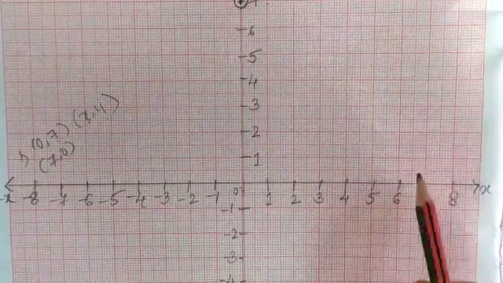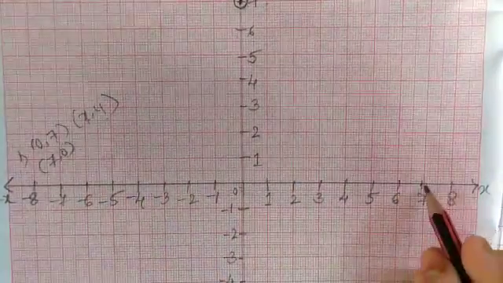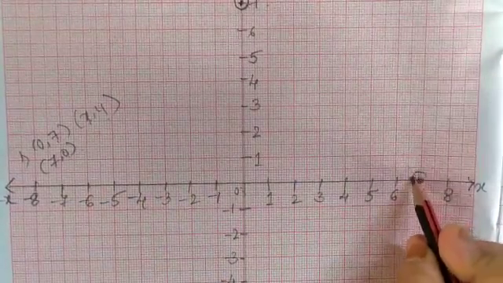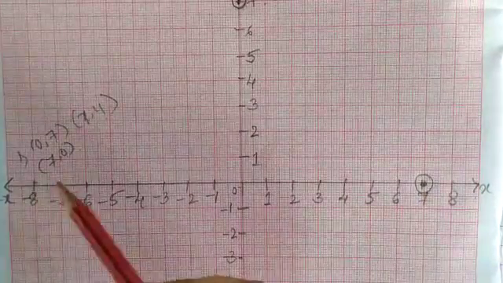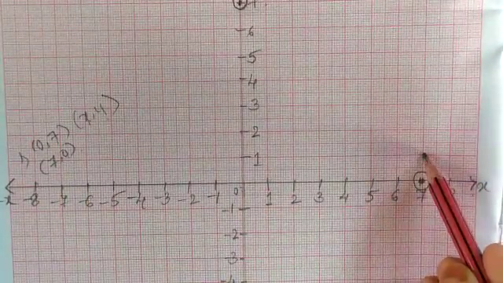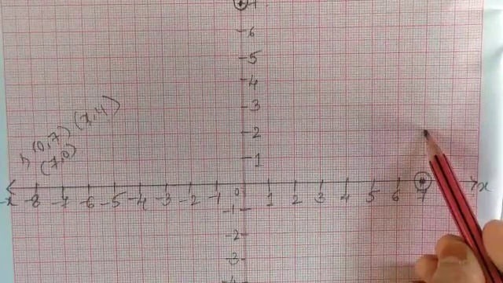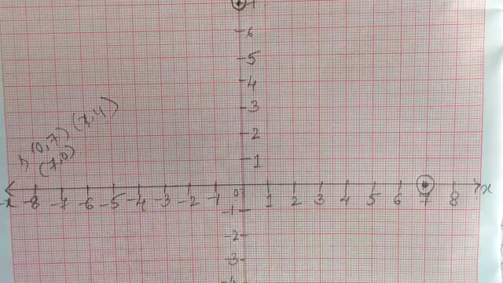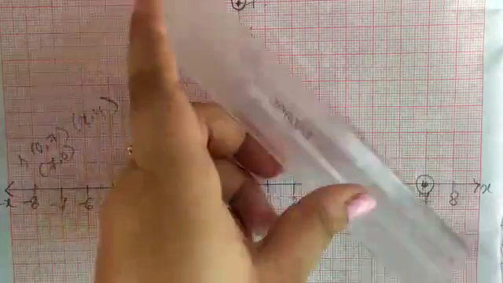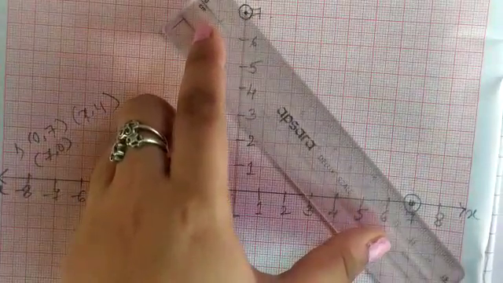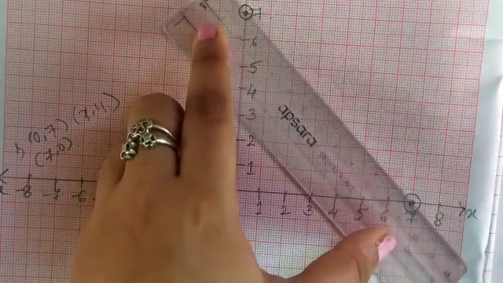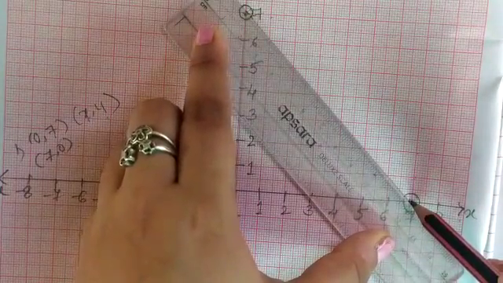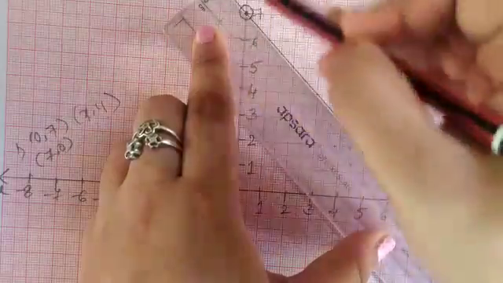Y-axis no value is given, that is 0 is given. That means this will be the remaining one. For instance, if they have given 7, 1 means here will be 7, 2, this one, 7, 3, this one. Okay. So now what you have to do is join these 2 points by a straight line, so that you have a straight line here.